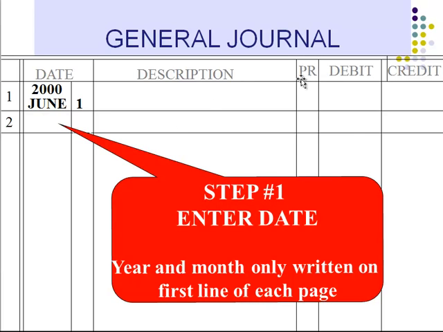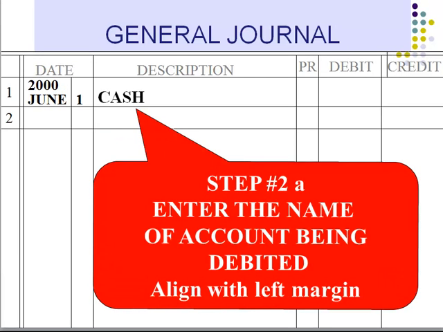The next column is posting reference. We'll talk about that a little bit later if we have time. If not, you can read about that. Then you have the debit and credit columns here, right? So for this particular transaction that we're working with, we determined that we're going to debit cash $25,000 and credit the capital $25,000. So here you want to enter the debit account first.